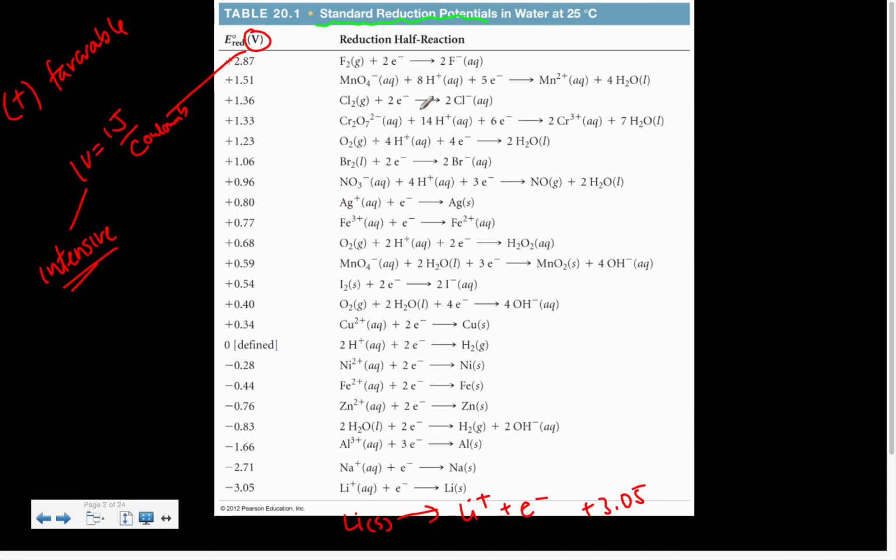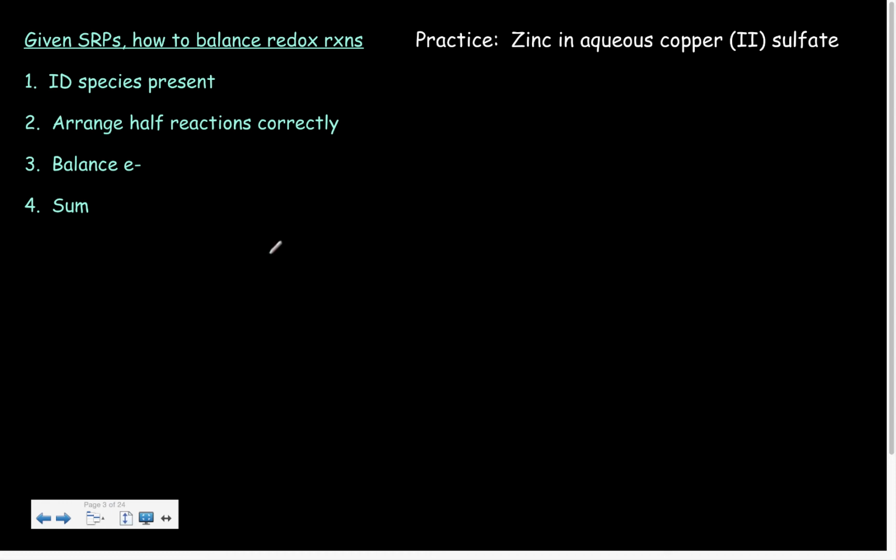All right, so let's go ahead and practice using this table a little bit. Given some standard reduction potentials, how do we actually balance a redox reaction? So one, kind of like we just talked about in the acid-base chapter, we need to identify whatever's present so we can figure out what's going to participate in the redox reaction. Then we'll arrange our half reactions correctly, balance our electrons, and then sum them.